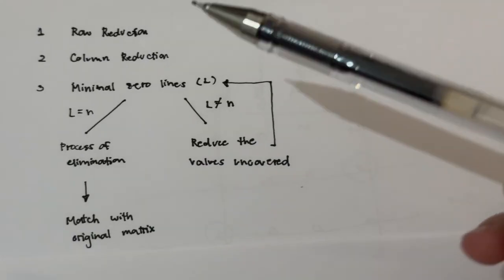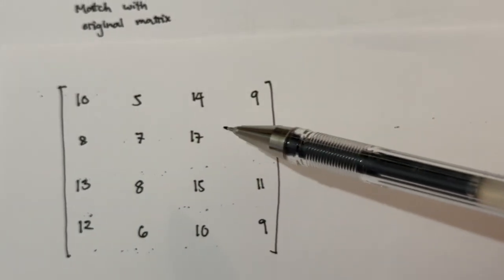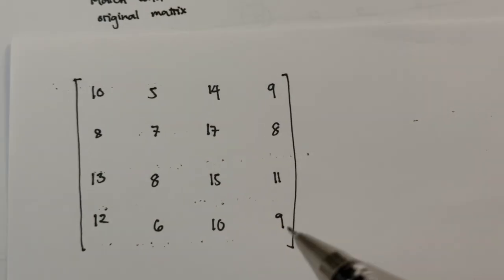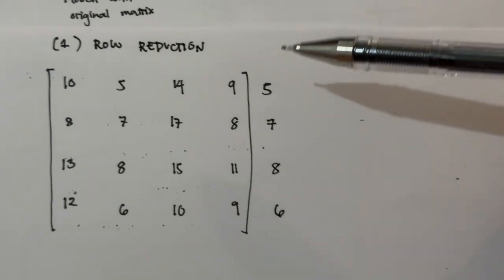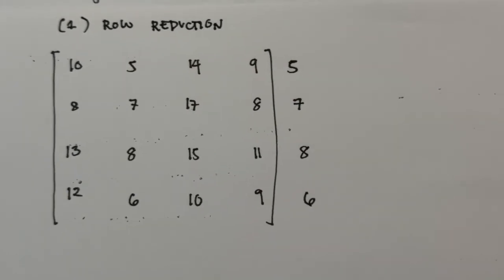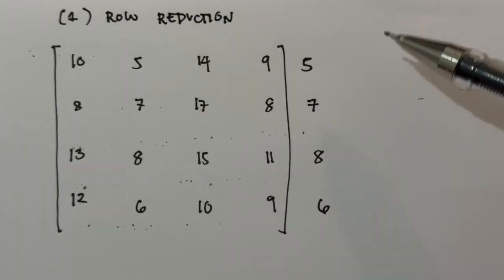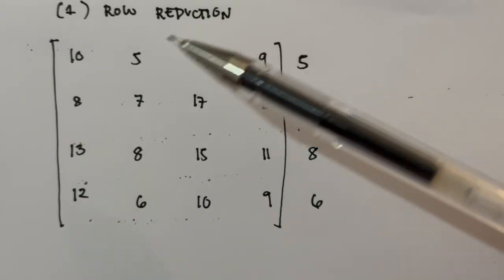So we know that the first step is row reduction. Essentially, what we'll be doing in this first part is going through each row and finding the smallest value. So let's do that now. So when we do row reduction over here, we get the smallest numbers, 5, 7, 8, and 6. What you want to do is subtract these numbers from their respective rows.